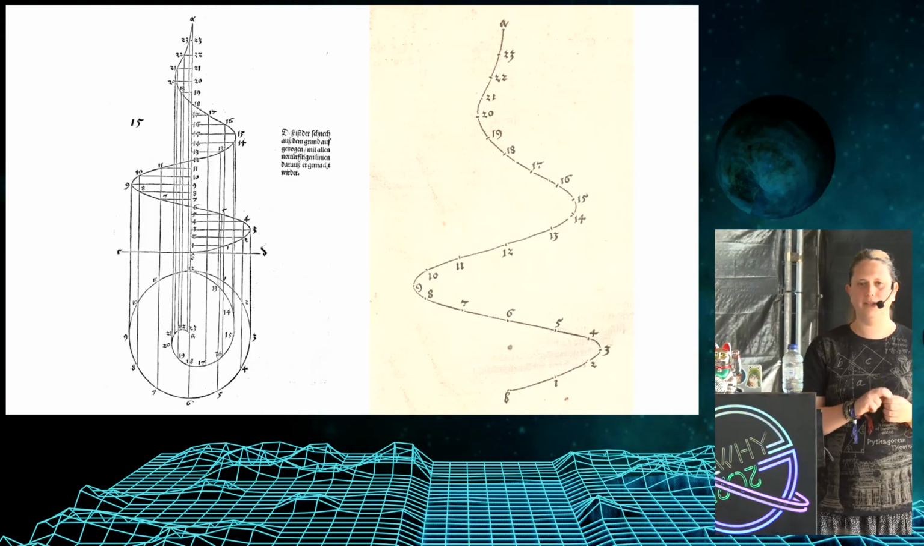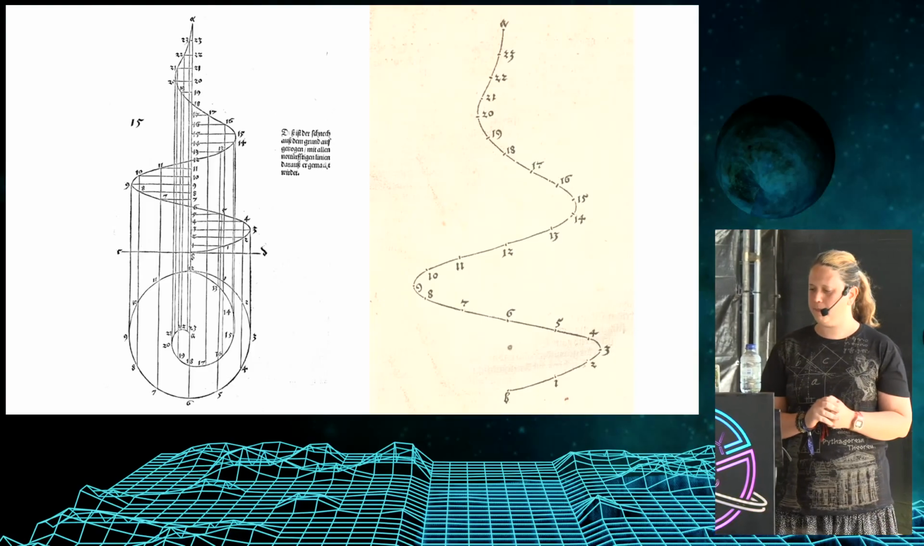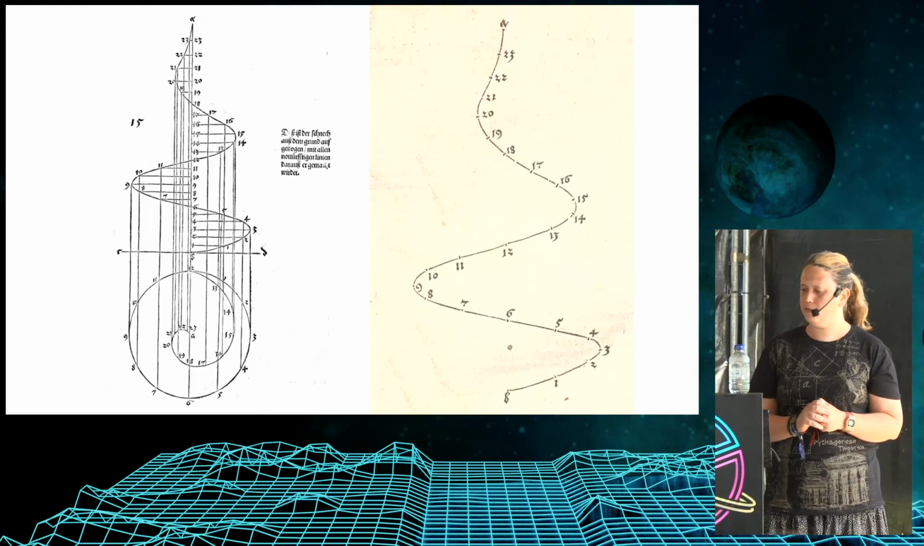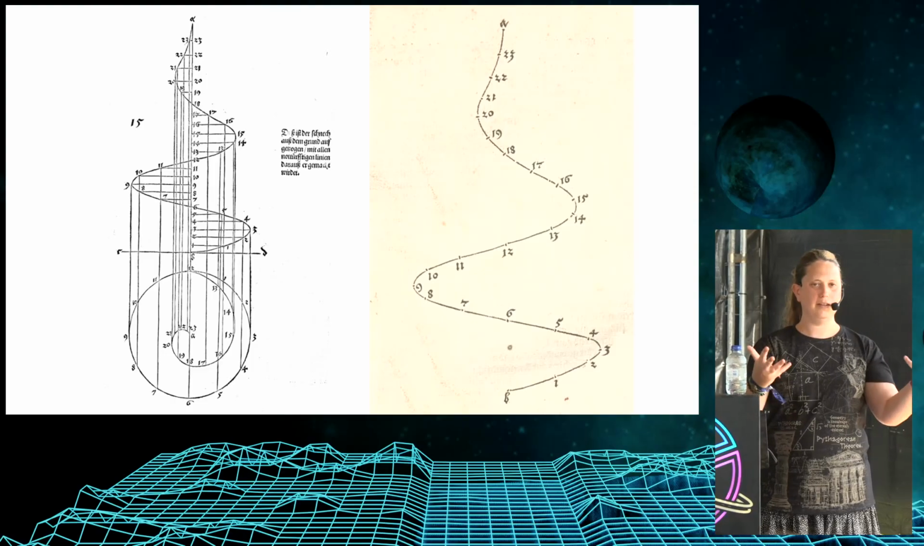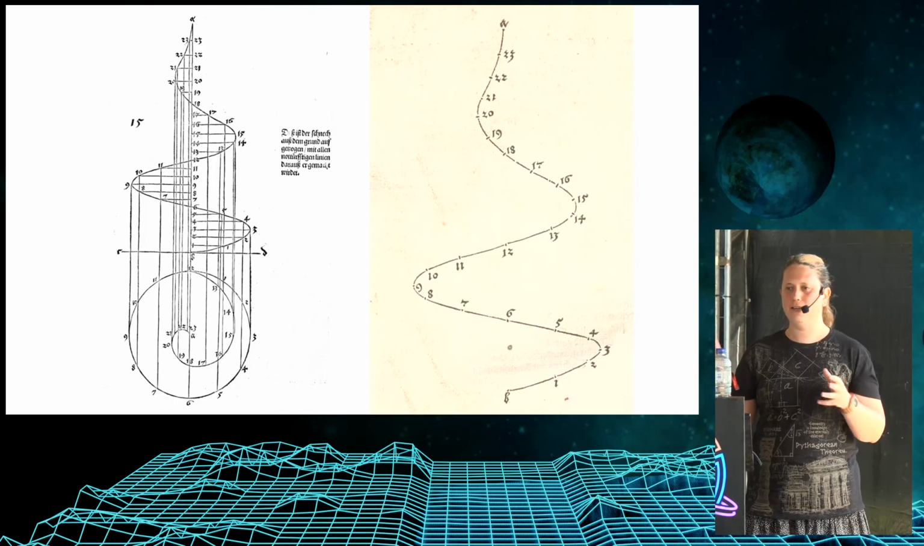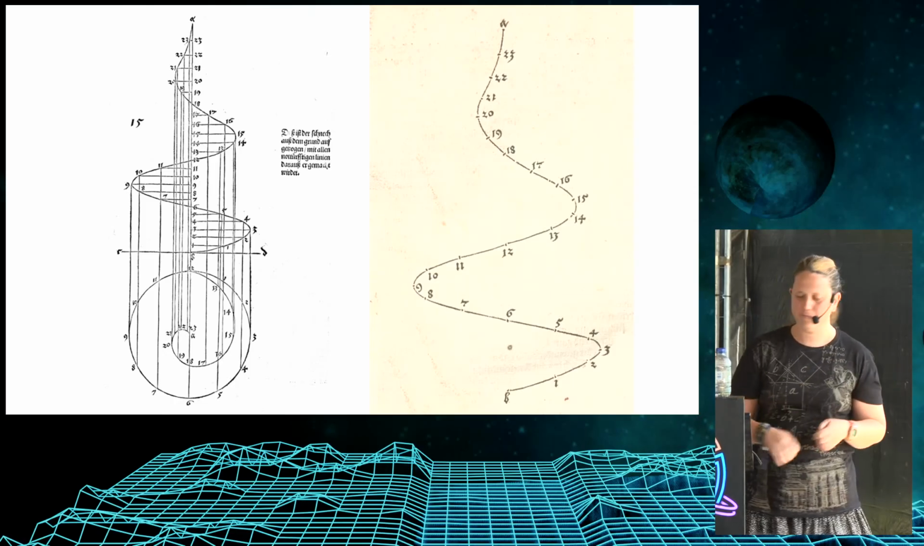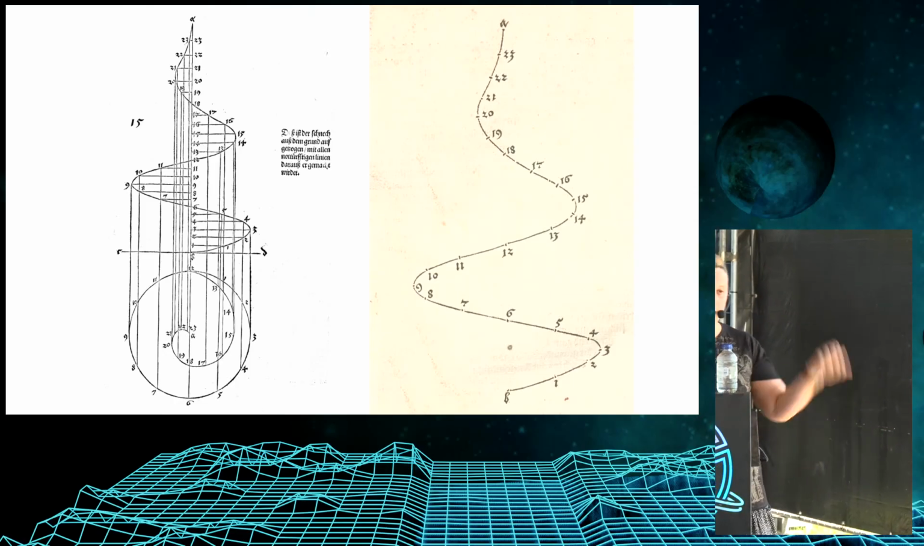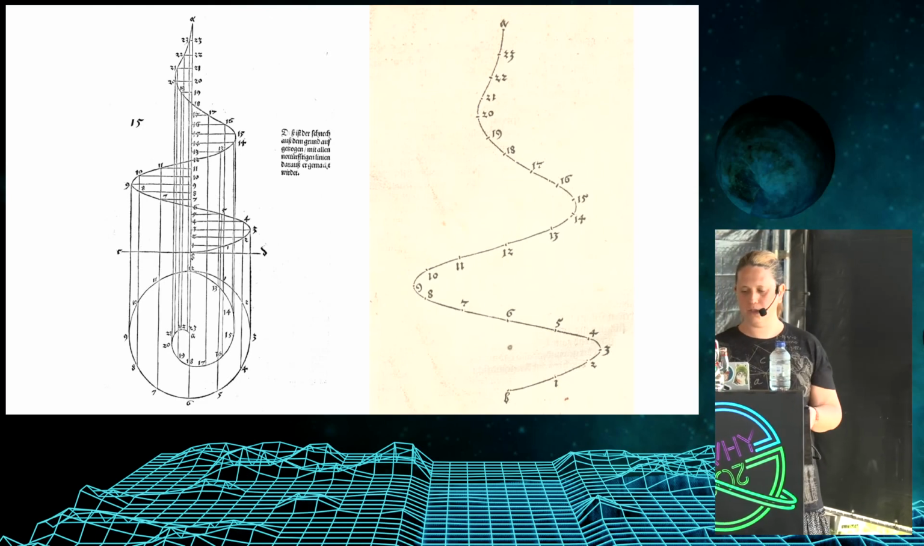But Dürer didn't stop there. He took this spiral and he wanted to make a different curve out of it. You see the curve on the right. How do we get to this curve from the one on the previous construction?